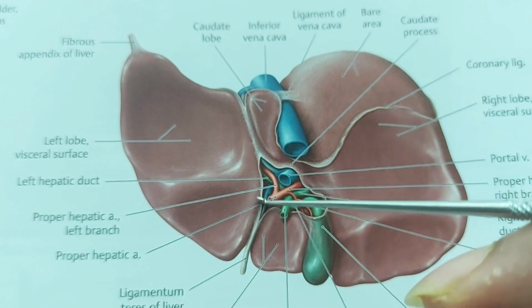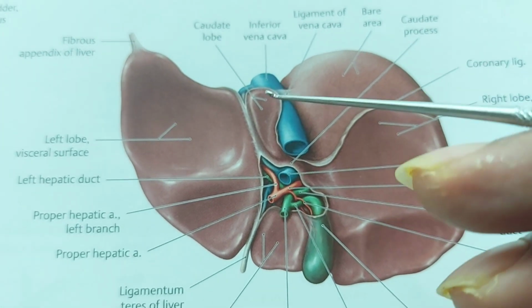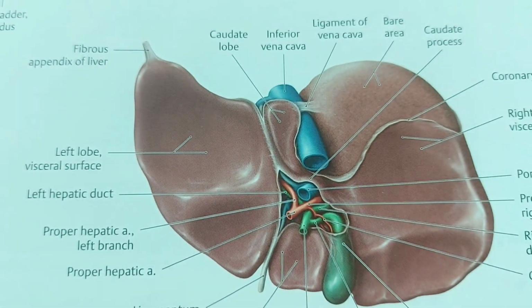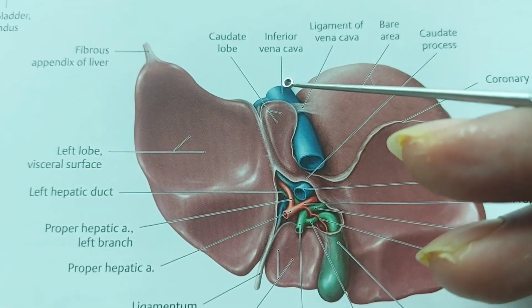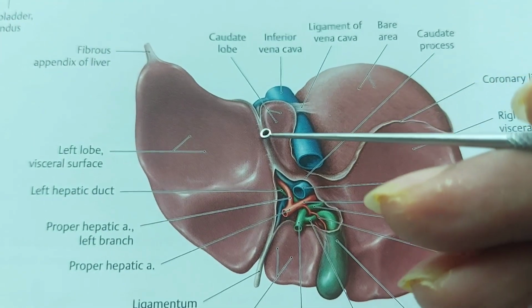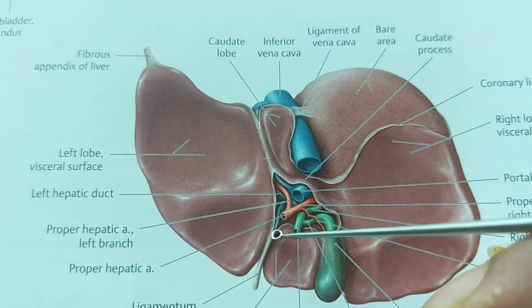And the location of this port is in between the caudate and quadrate lobe. Here is the caudate and quadrate lobe, and it is in between the inferior vena cava and the ligamentum venosum.